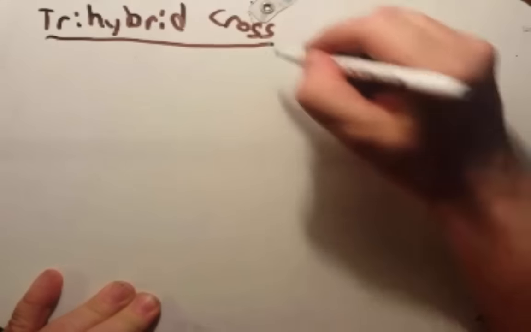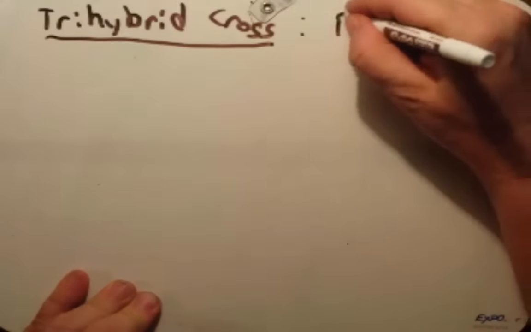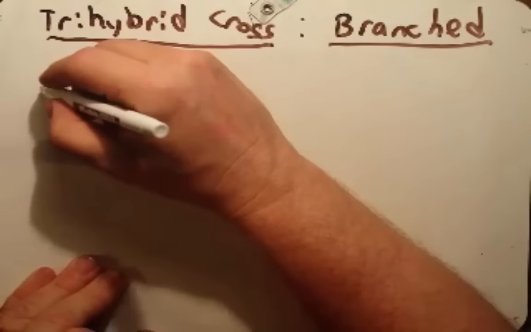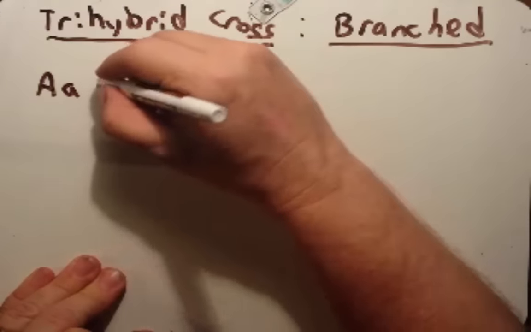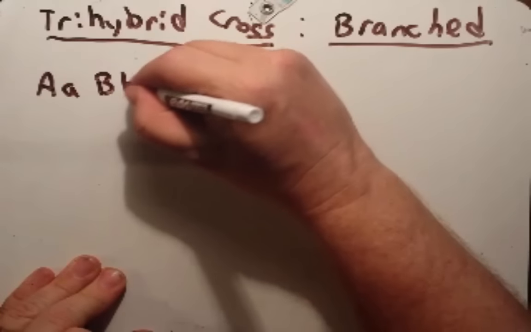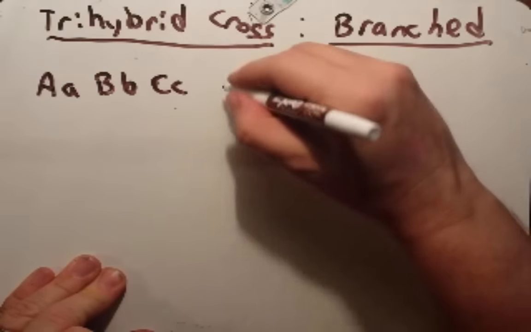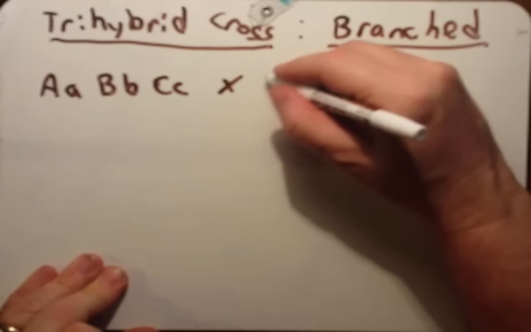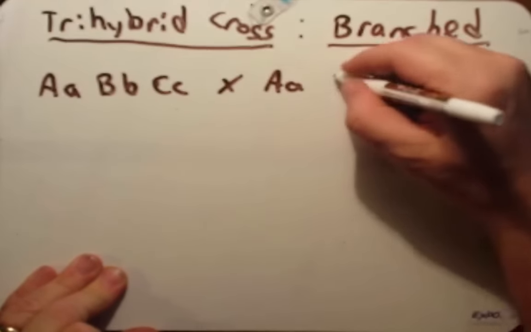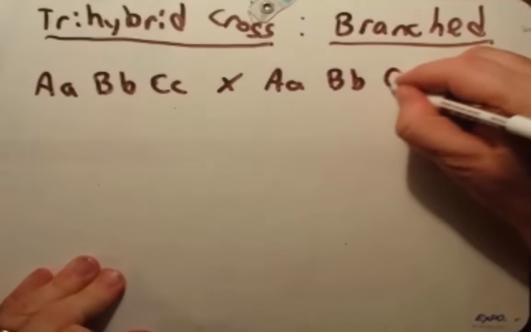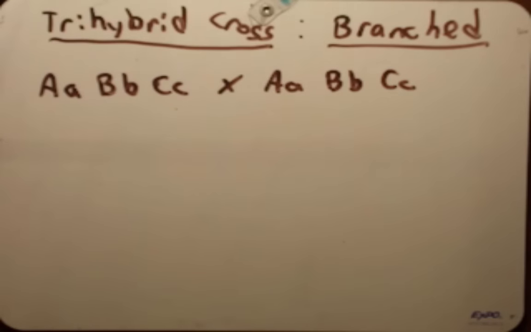So let's do a trihybrid cross using the branched method. Let's start off with a strain that is heterozygous at 3 different genes: big A, little a, big B, little b, big C, little c, times the identical genotype: big A, little a, big B, little b, big C, little c. Now again, you can make a large Punnett square if you would choose. But let's look at how we might do this using this branched method.